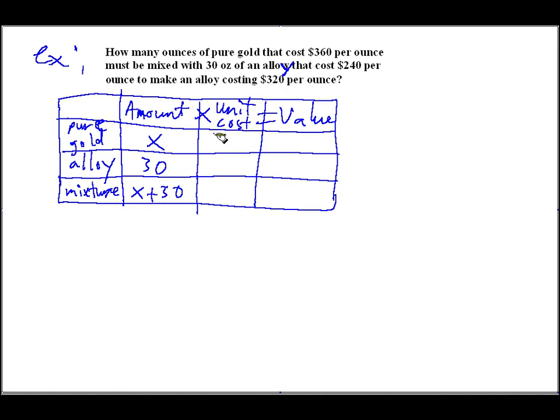So pure gold is going to cost $3.60 per ounce. So that's going to be $3.60 here. All right? And how about the other alloy? Well, it costs $2.40 per ounce. So this alloy is $240 per ounce.